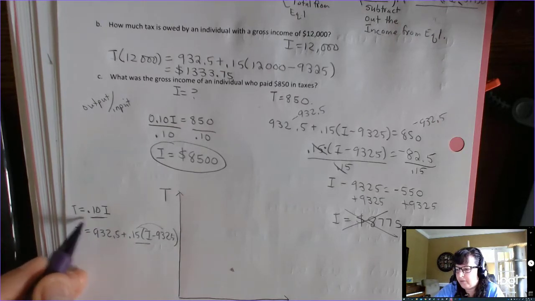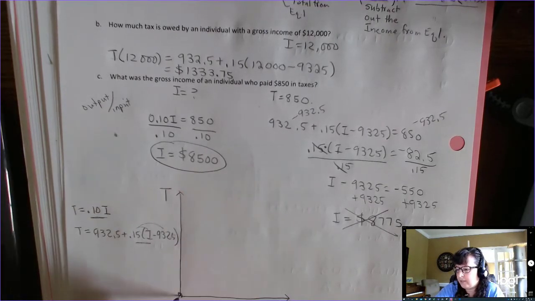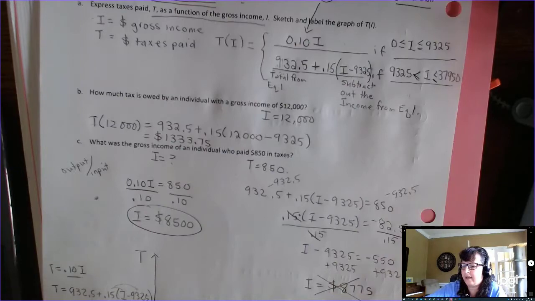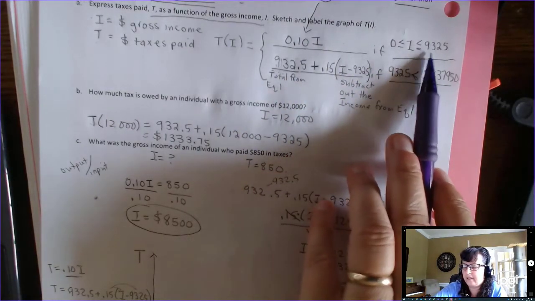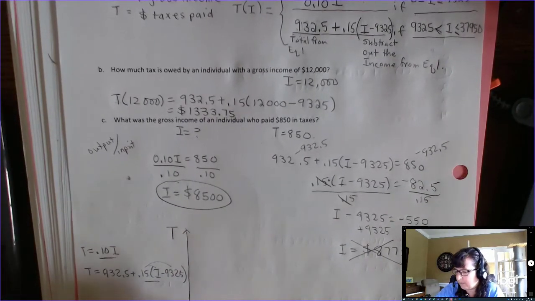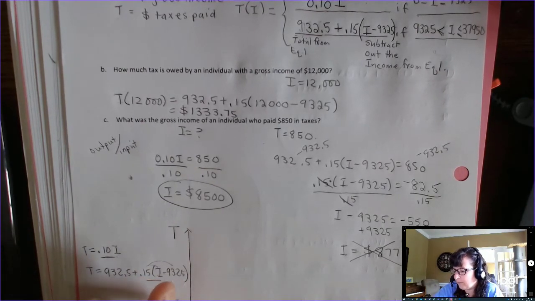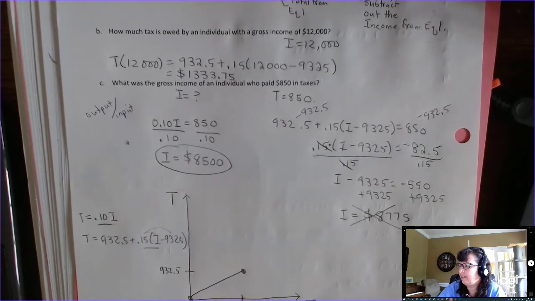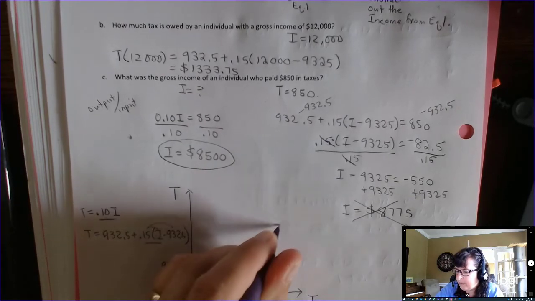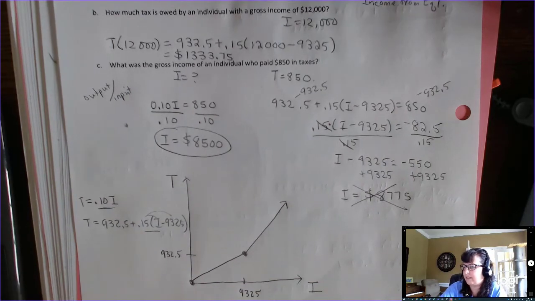Okay, so if I want to graph this 0.10i, it starts at 0 because that's what it said to start at, and I'm just going to make a line like that, and then that's the total. We found that that's the highest value. So when the income is 9325, y is 932.5. So I know this is the highest it's going to be. All right, so then this one is going to take over right here, but it's going to have a slightly steeper slope. All right, and you could put values in there, but I'm just sketching that graph so you can see.